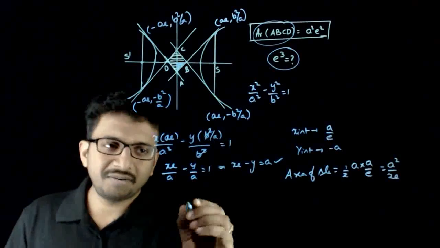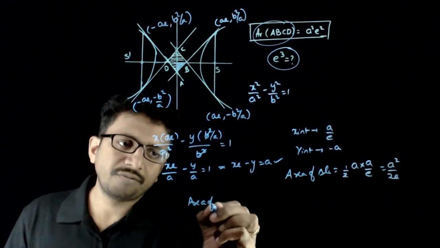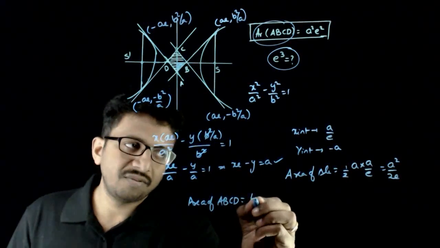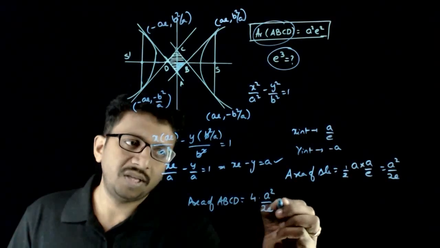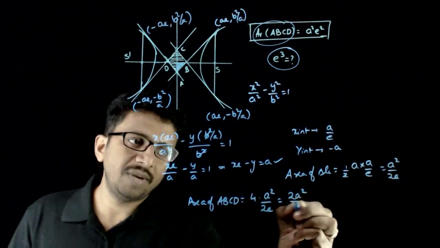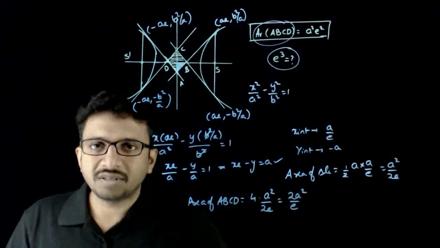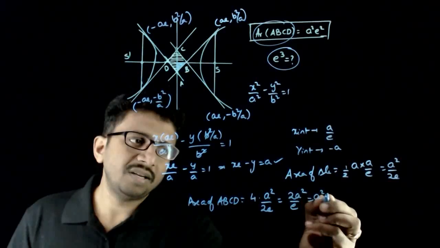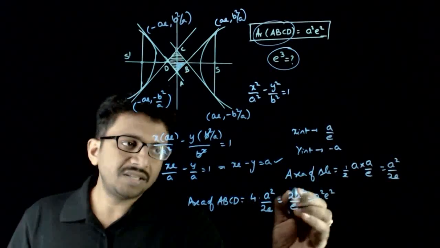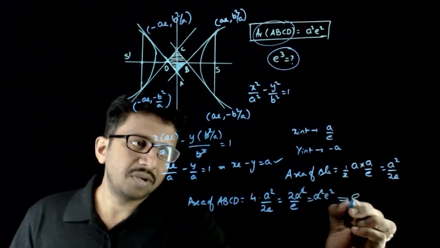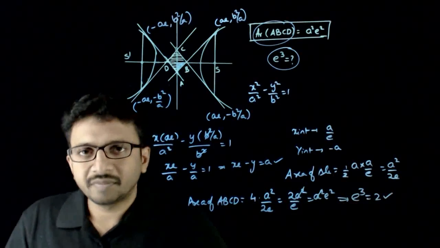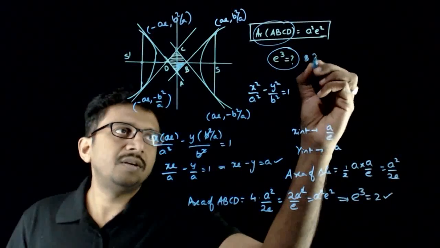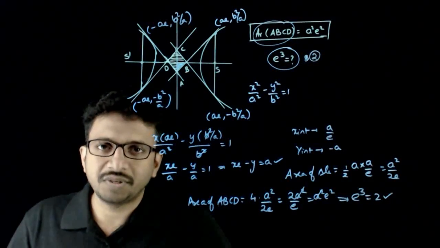So what is the area of the quadrilateral? Area of ABCD, the quadrilateral, is nothing but, by symmetry, 4 times the area of this triangle. 4 times a square by 2e, that is equal to a square by e. This is the actual area of this quadrilateral, but this is given as equal to a square e square. So if that is so, this a square and a square get cancelled. So you're getting e cube is equal to 2. So if this condition has to be valid, e cube has to be equal to 2 units. So that's the right answer to this question. Thank you.